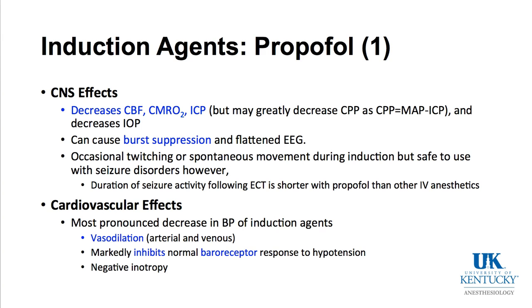But as you bolus propofol, remember that cerebral perfusion pressure is equal to MAP, mean arterial pressure, minus ICP. And if mean arterial pressure goes down significantly and ICP only goes down a little, you can see how cerebral perfusion pressure could be negatively impacted by propofol. This may not be appropriate for some patients in whom you're attempting to maintain high levels of cerebral perfusion pressure. You can cause burst suppression and even flatten the EEG with high doses of propofol.